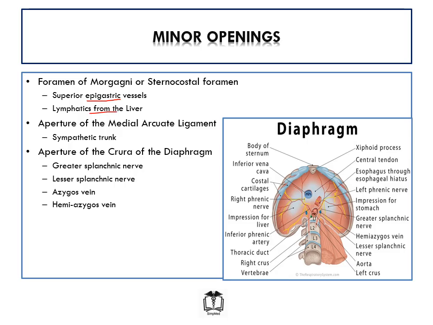And the aperture of the medial arcuate ligament allows for the sympathetic trunk to pass through. And then finally, the aperture of the crura of the diaphragm allows for the greater splanchnic nerves, the lesser splanchnic nerves, part of the azygos vein sometimes, and then the hemiazygos veins to pass through.